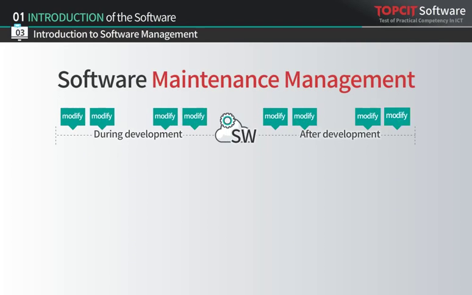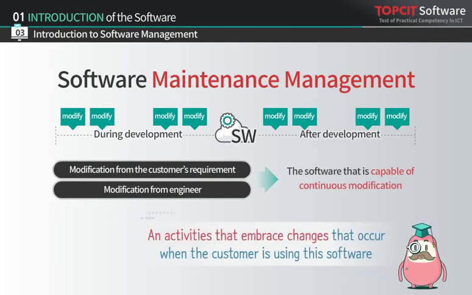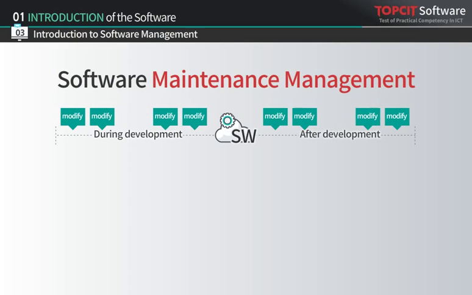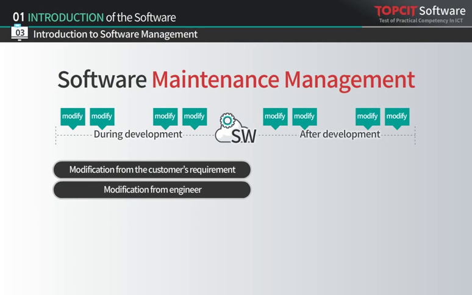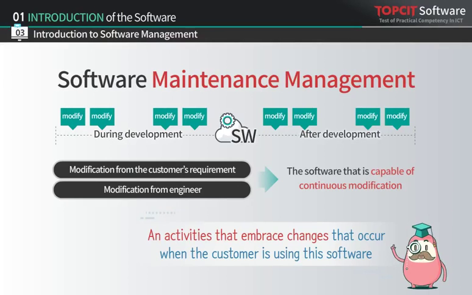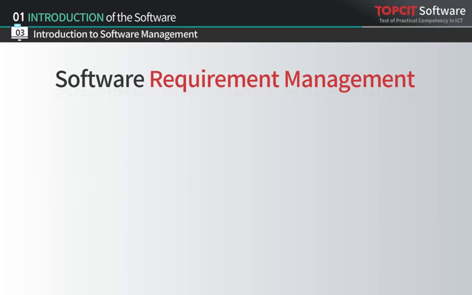First of all, let's look at the activity of software maintenance management. Unlike other systems, software requires many changes during or after the development stage. This is because the user's requirements consistently change and also because the engineer who develops software needs technical changes. Thus, software should be made to easily embrace such changes. In other words, software maintenance management is a process of adapting and getting ready for the changes when the customer uses this software. Since software is invisible and easily misconceived, requirement changes happen frequently compared to hardware design changes.